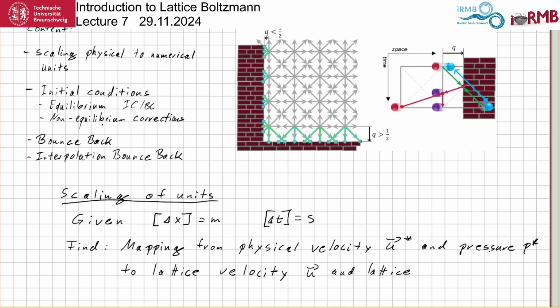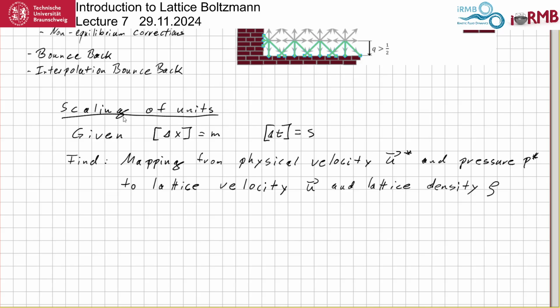So, we have a mapping of velocity and pressure to lattice density. Not the density of the lattice nodes, but the density rho that we use in the Lattice Boltzmann method, because this is what we use as a replacement for the pressure. It comes a little bit from kinetic theory. Lattice velocity u, the thing without star, is always given in delta x by delta t. So with lattice velocity, we mean the velocity that you set in your Lattice Boltzmann method.